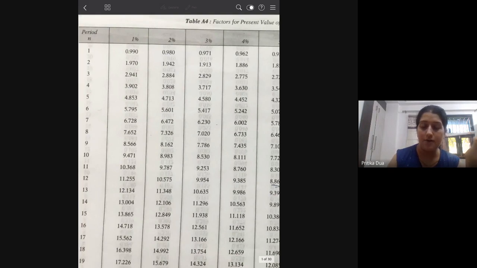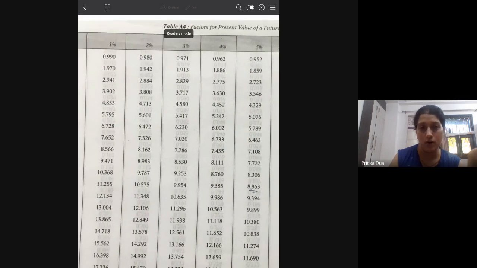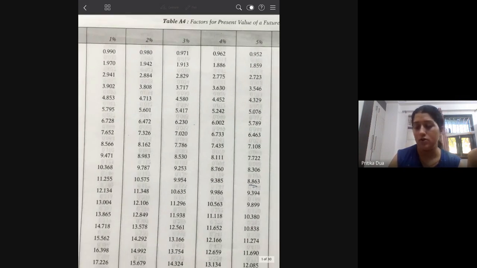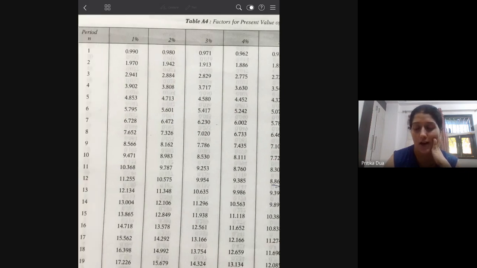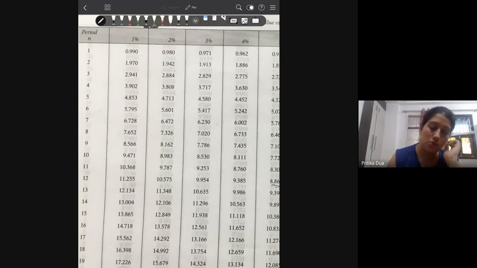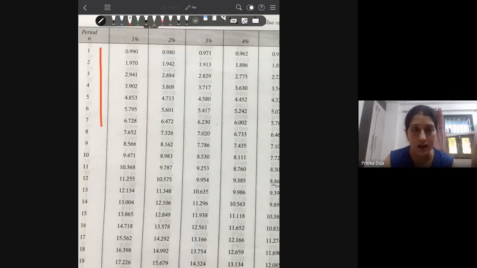You are given the discount or the required rate of return. So interest rates hain, percentage rates hain, they are given horizontally. So here you are shown from 1% to 10%. Aapki book mein 25%, 20% tak hota hai generally table. And then vertically you are given the number of periods. So this is not the number of years, but this is the number of periods.